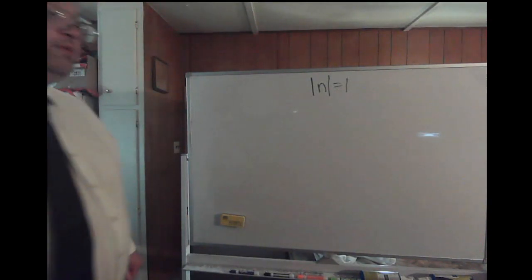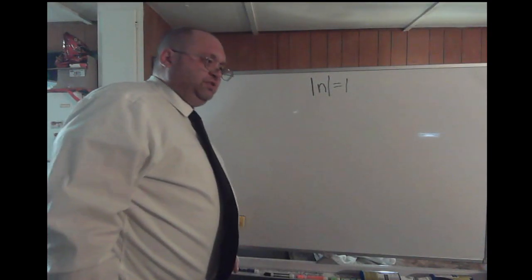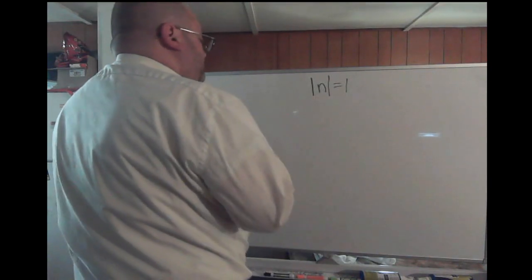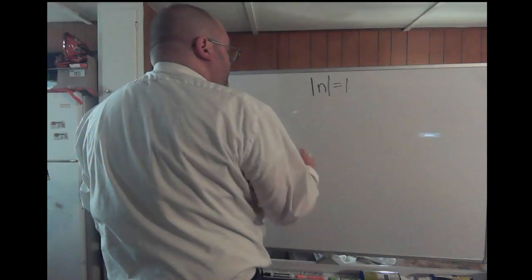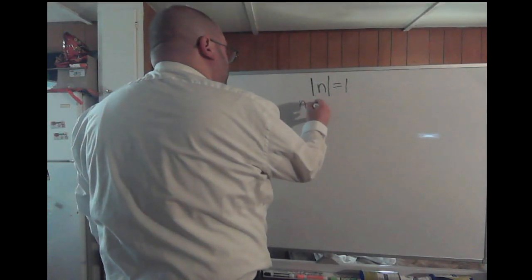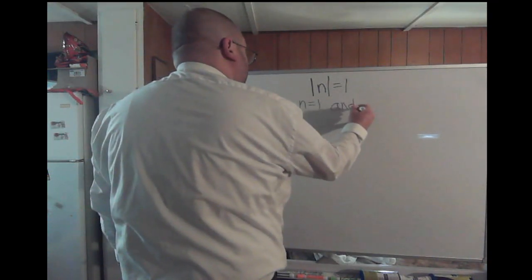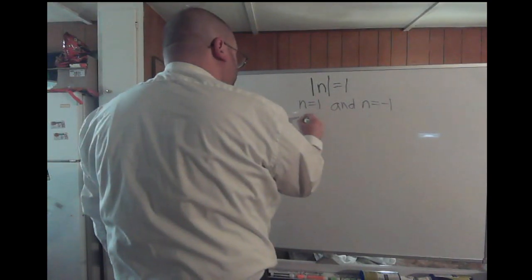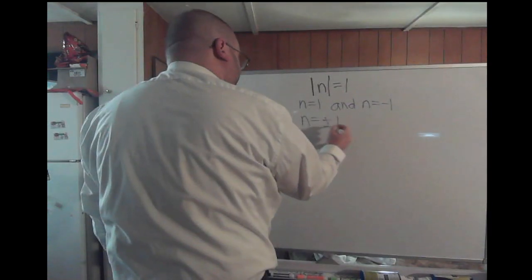So today we are going to solve absolute value equations. And absolute value equations are actually pretty easy, because all you have to do, we have here the absolute value of n is equal to 1. All you do is you take that n, you set it equal to 1, and then you take that n, you set it equal to negative 1. So n equals plus or minus 1.